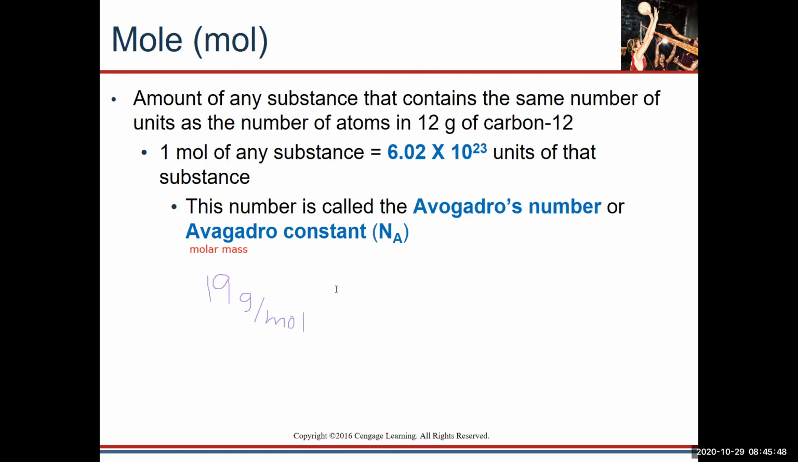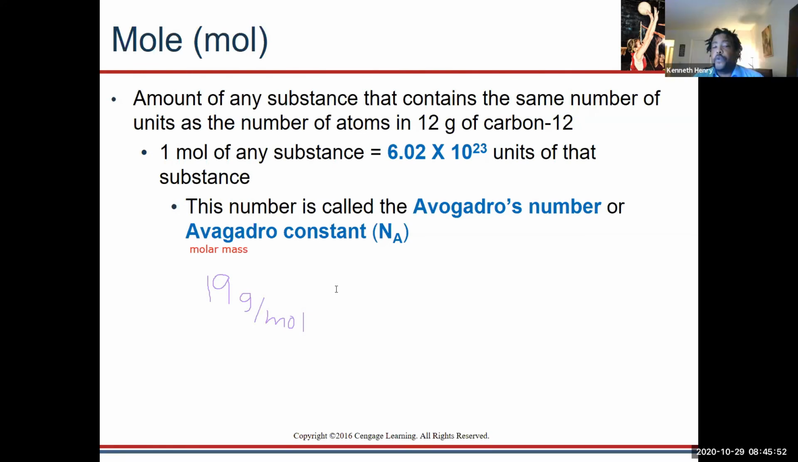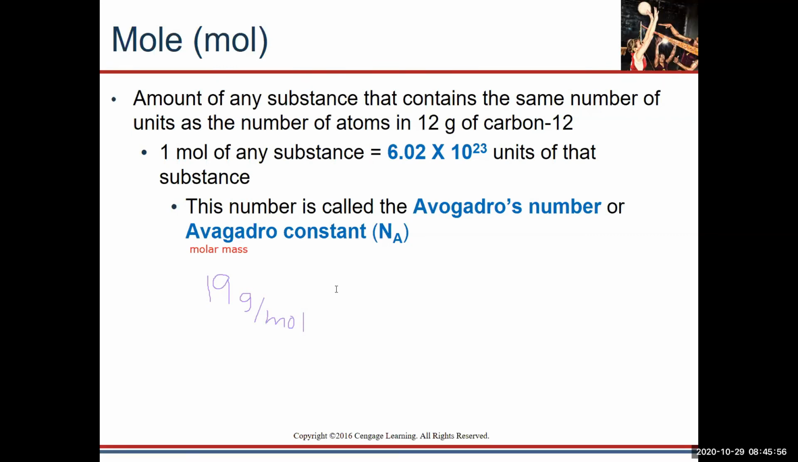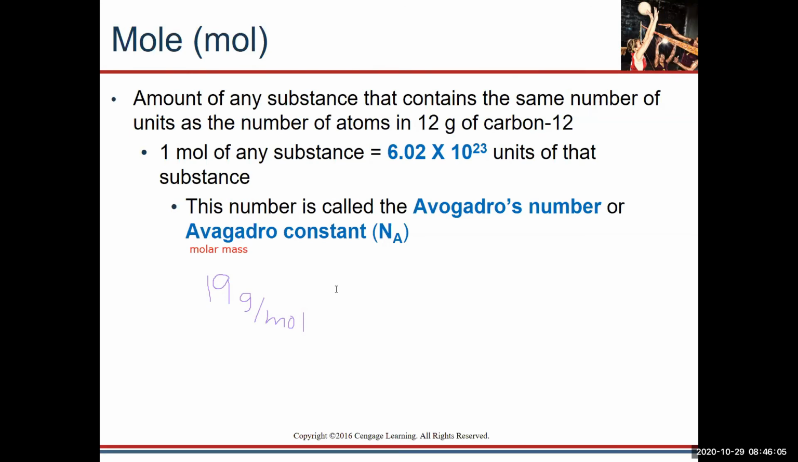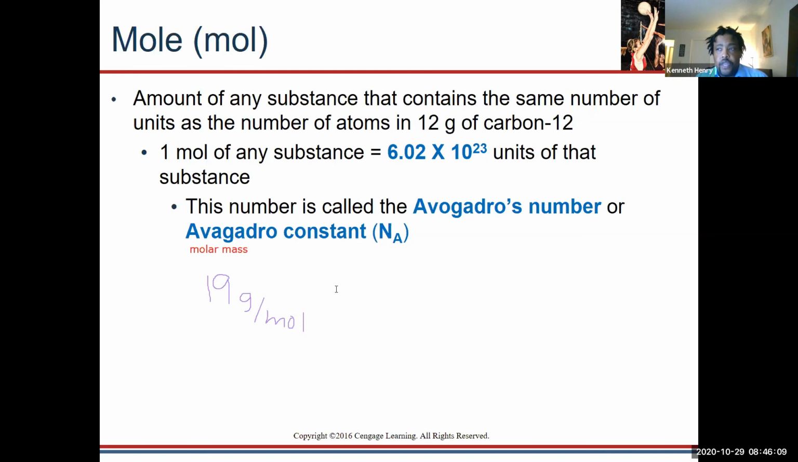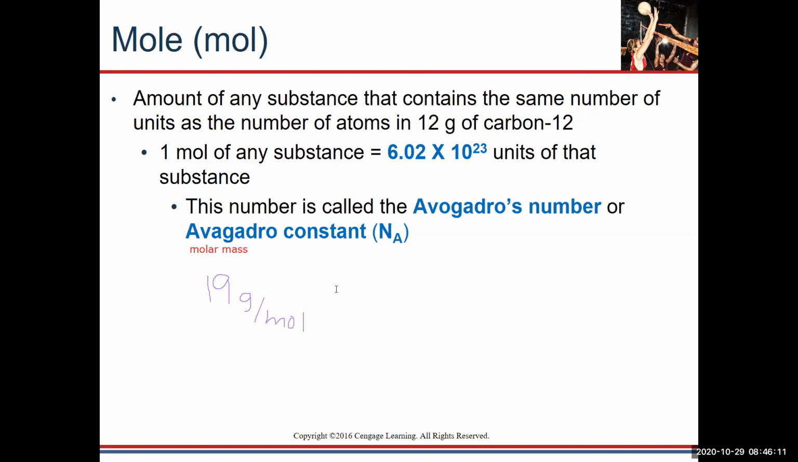But Dr. Henry, isn't fluorine diatomic? If we're talking about the element itself, right, here we're just talking about the atom. Do you understand? So if I was asking you about fluorine gas, or the element fluorine, then we know fluorine is a diatomic element.